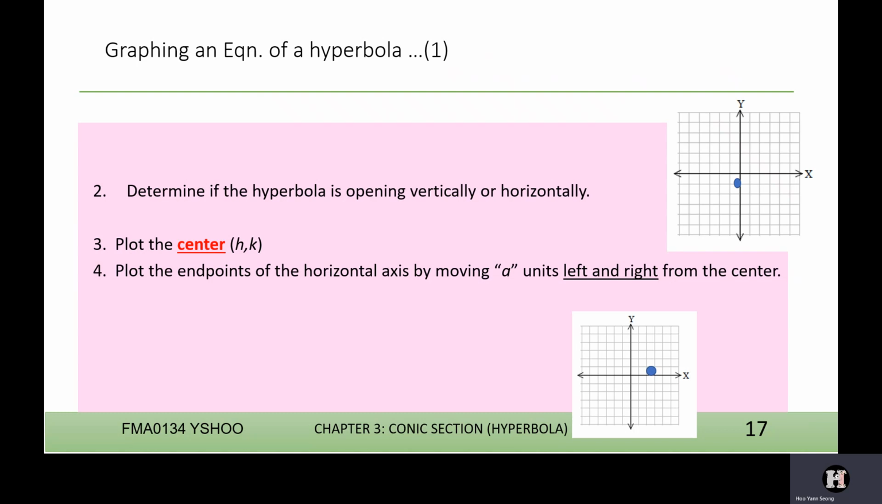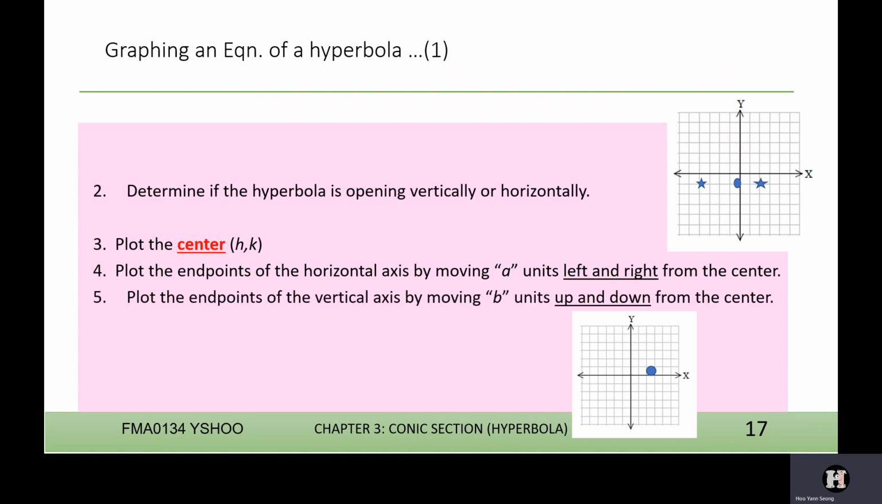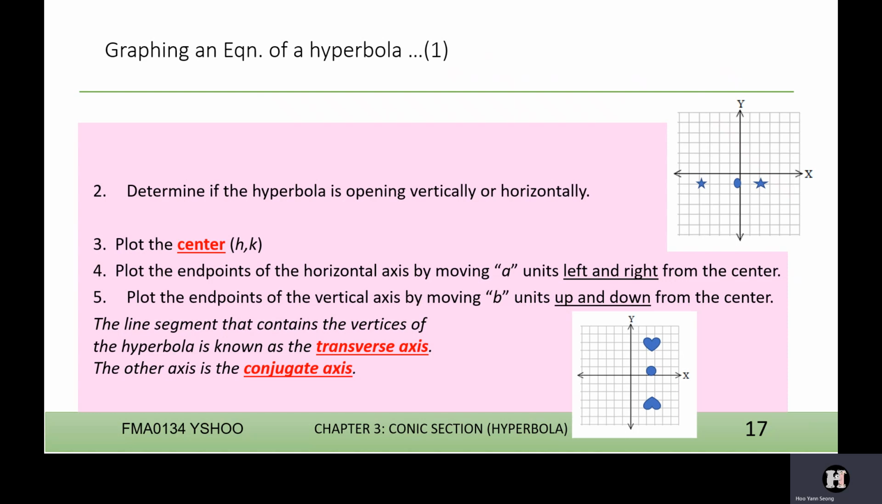Okay, this is where you calculate the a. Because in my formula the a is always below my x, the a is always left and right from the center. And the b is always under my y, so it will be up and down. So how many units?